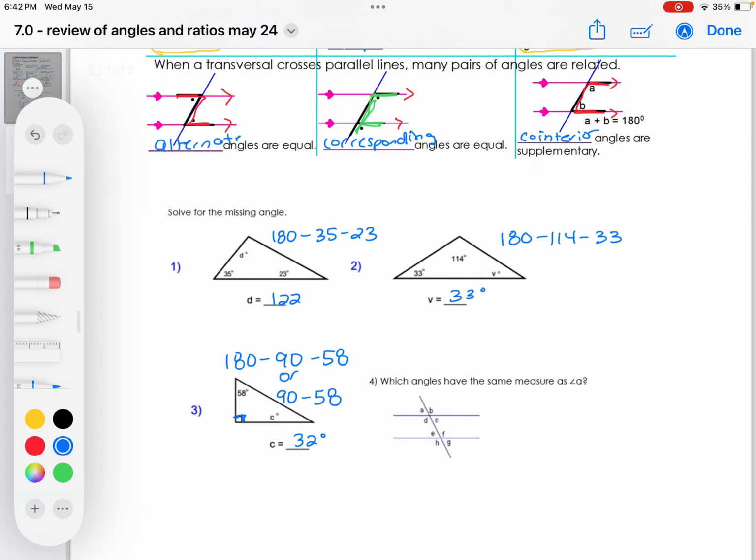Okay, number 4, which angles have the same measure as angle A? When you do this kind of question, you could look at the F pattern, you could look at the opposite first. It actually does not matter. We're looking for the ones that are the same as A. So right away, angle A is right in here. Most people would say, okay, angle A and angle C are equal because they are opposite.